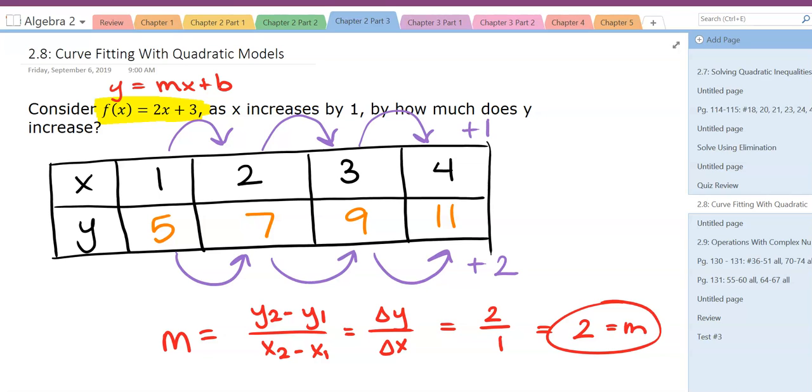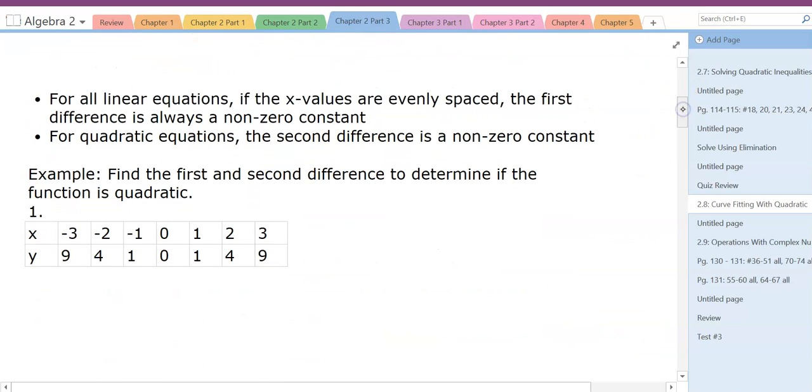So we're going to take this idea now and apply it to a quadratic model, because this is linear. This would be forming a straight line if I graphed it. Quadratics don't form straight lines, they form those curved U shapes that we talked about. So for all linear equations, the x values are going to be evenly spaced. The first difference is always a non-zero constant. That means that it's going to be going up or down by a number. It's never going to be 0, 0, 0, 0, 0.